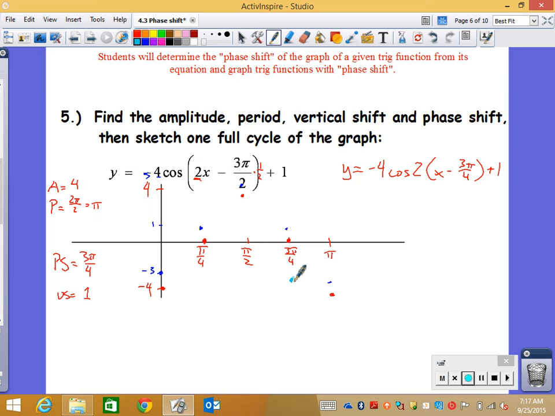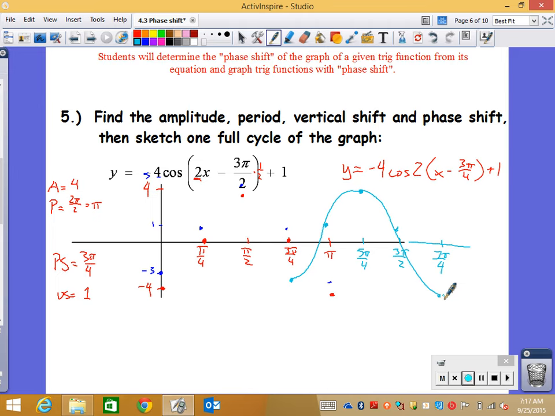So I'm going to need to add some more increments. 3 of them, actually. So 5 pi over 4, 6 pi over 4, or 3 pi over 2. And then lastly, 7 pi over 4. Okay, this gets phase shifted 1, 2, 3. Phase shifted 1, 2, 3. And then that'll be down here, phase shifted over right there. So this is one full cycle of this cosine curve. Y equals negative 4 cosine 2x minus 3 pi over 4 plus 1.